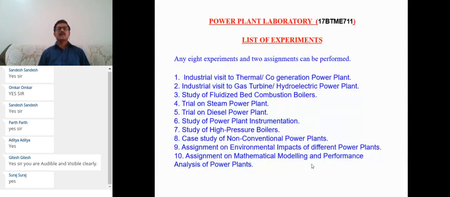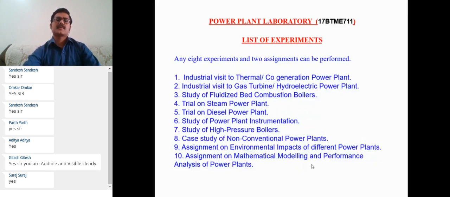Then the study of the high pressure boilers, which are used in the operation of the power plants for the generation of electrical energy. Case study of the non-conventional power plant. Then two assignments are there for the practical subject as well: an assignment on the environmental impacts of the different power plants, and an assignment on the mathematical modeling and performance analysis of the power plant.